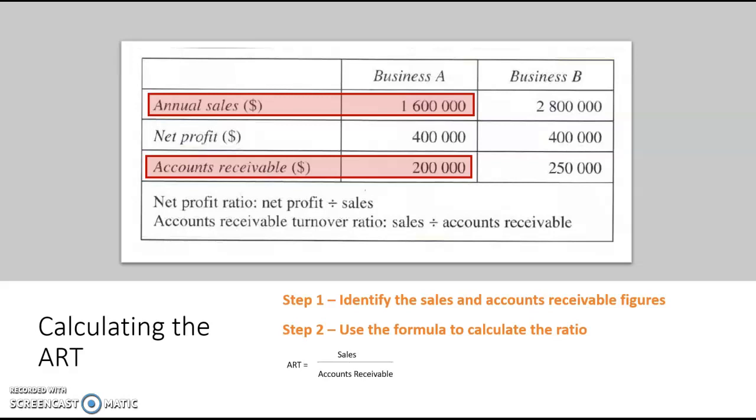So, to calculate the number of times per year, we know it's just sales over accounts receivable. That's in this case 1,600,000 divided by 200,000, giving us a collection of 8 times per year. Or we can express that in terms of the number of days. That's 365 divided by the times collected per year, which is going to give us 45.63 days. So again, we have to round up to the nearest whole day of 46 days.